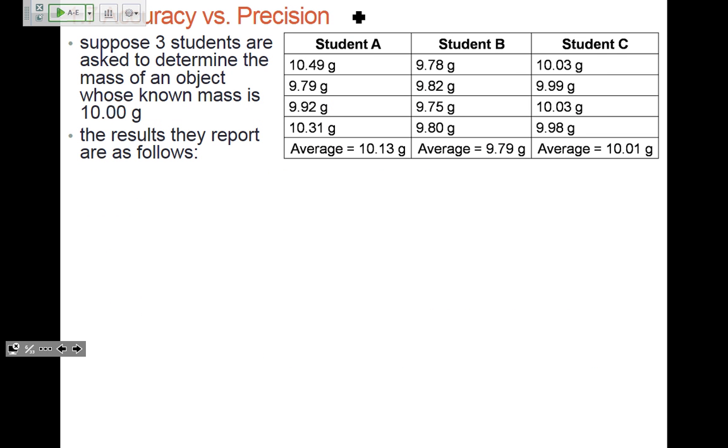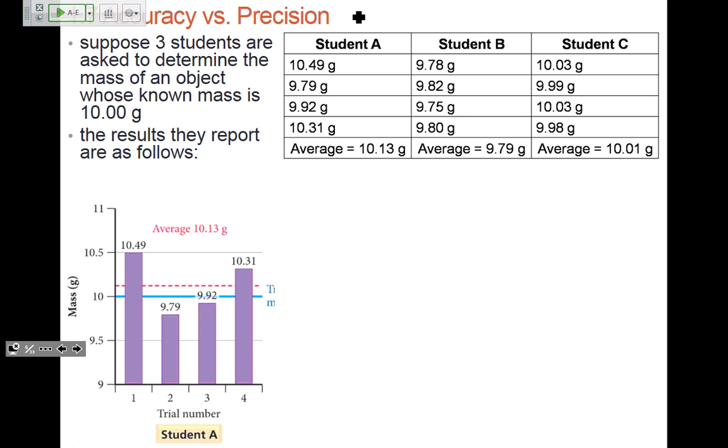So if we look at this example, student A, student B, and student C, in this case we're determining the mass of an object. We can say some things about student A, B, and C's accuracy and precision. Sometimes looking at it like this isn't as easy to tell, so we might use some sort of graph to visualize this data in a more comparable way.